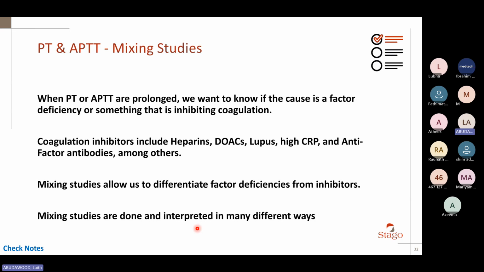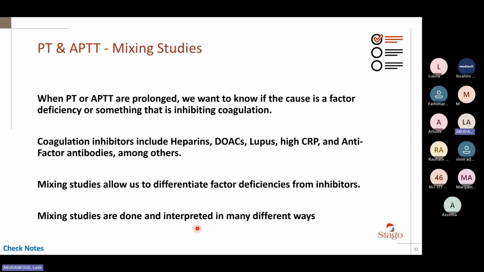Now, don't assume that mixing studies will answer this question every single time with accuracy, but they will answer it most of the time with reasonable accuracy. Mixing studies have their issues, have their complications, but generally, they are much better than running factors or lupus or antithrombin every time PT or APTT are prolonged. It's a very simple, cheap test to run. So, what am I mixing with what? Why did I call them mixing studies?